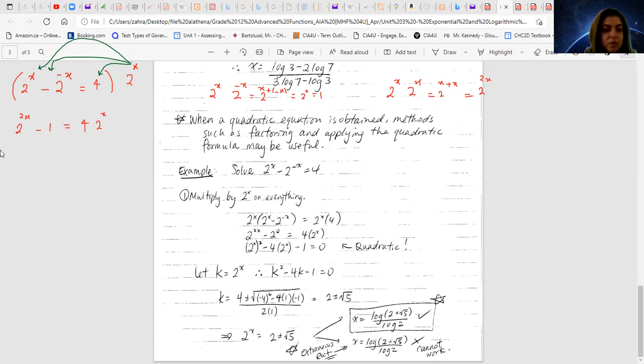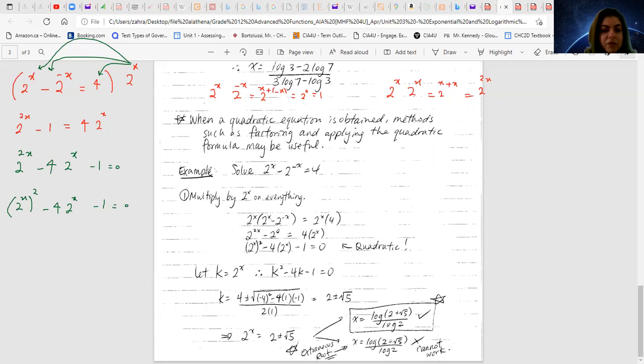Now I'm gonna bring everything to one side. So it's 2 power 2x minus 4 times 2 to the power of x minus 1 equal to 0. So this is like a quadratic. How? The first term is 2 power x, then to the power of 2. Two successive powers are multiplied, which means this is the same as saying 2 to the power of 2x. No difference. Here is 2x. Here minus 1.